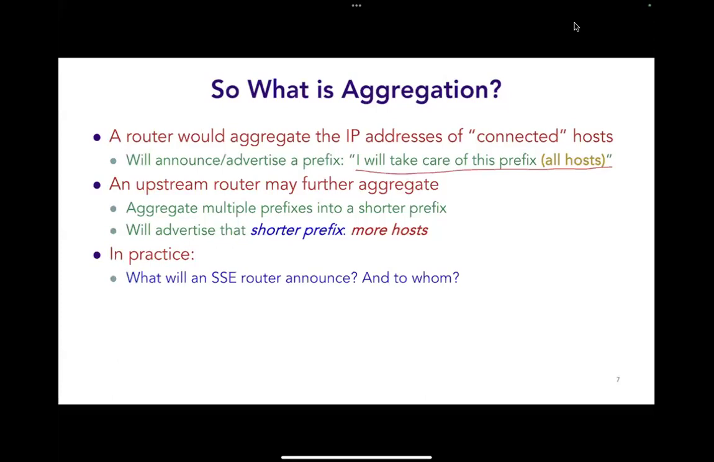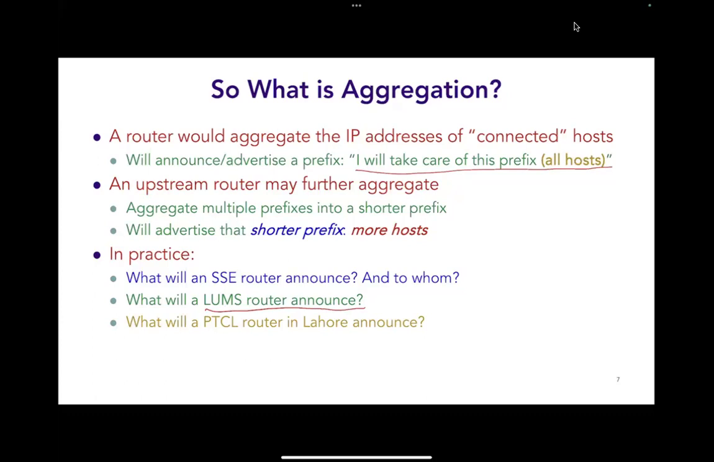In practice, a router in the School of Science and Engineering building will announce a long prefix, which will represent all the hosts within the SSE building. To whom will this be announced? This will be announced to the university router, and the university router will announce to routers in the outside world. The prefixes announced by the LUMS router to the outside world would cover all the IP addresses which are part of the university.